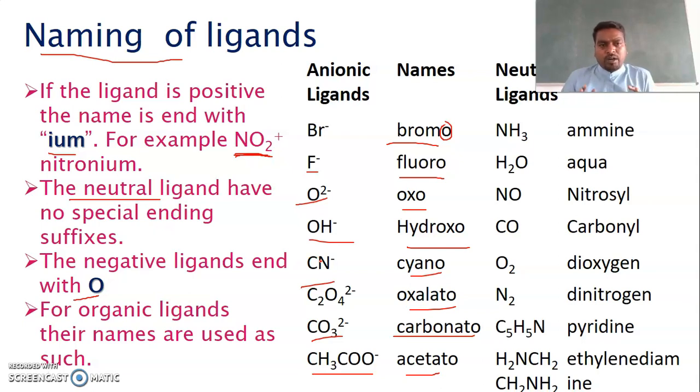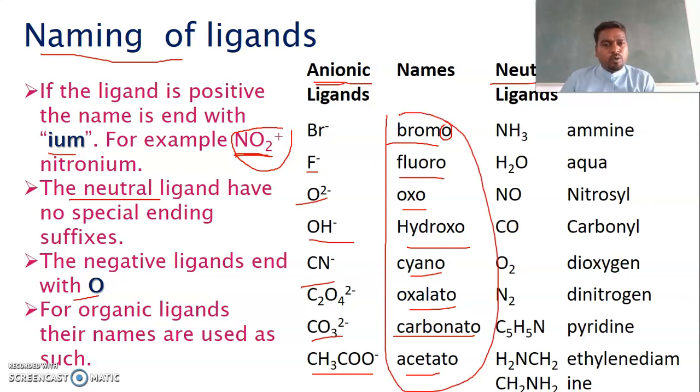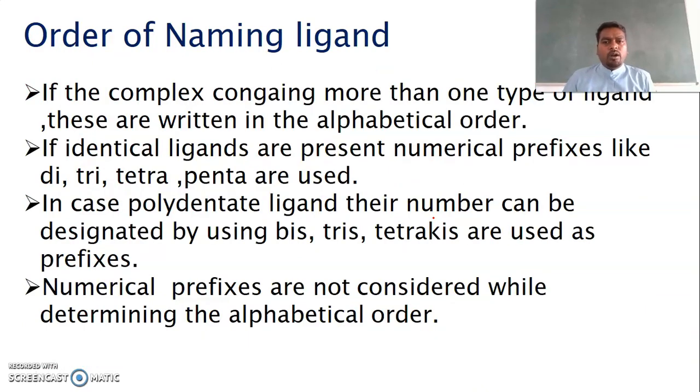Okay, so now you understood how to name positive, neutral and anionic ligands. We are not going to discuss positive ligands much in this chapter, so just remember anionic and neutral ligands. The name of the neutral ligand doesn't have any prefixes; the name of the ligand is used as such. But for an anionic ligand, the name ends with -o, like acetato, bromo, fluoro, chloro, oxo. Next, we come to the order of naming ligands.